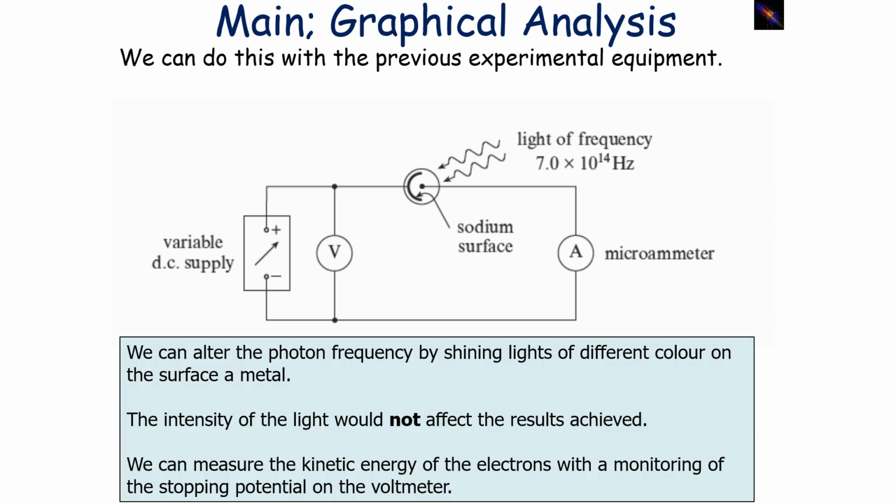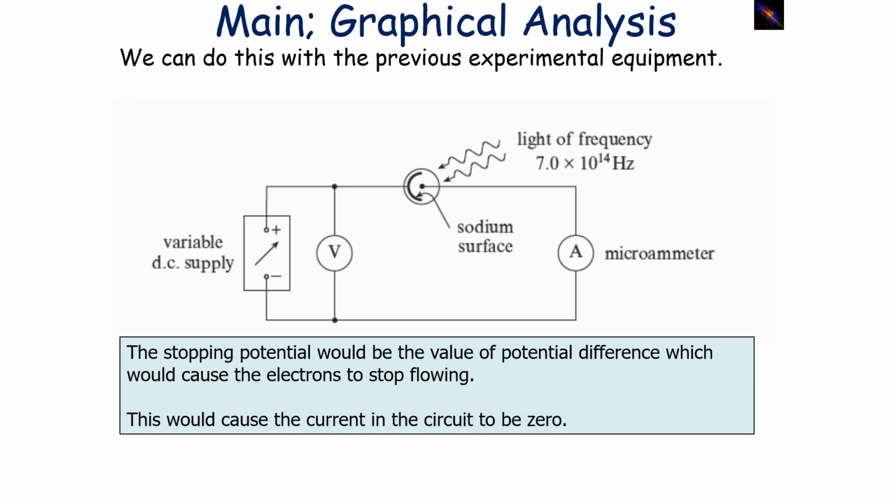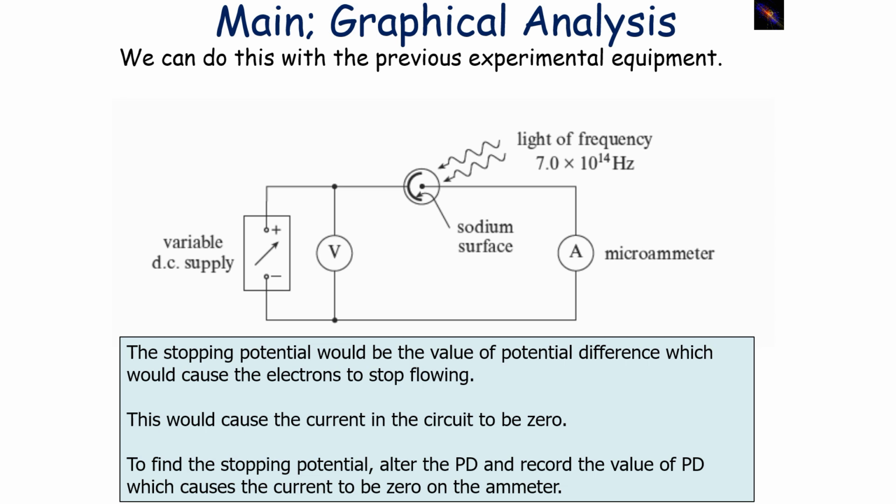We can alter the photon frequency by shining lights of different colour onto the surface of a metal. Now the intensity of the light would not affect the results achieved. We can measure the kinetic energy of the electrons with the monitor of the stopping potential on the voltmeter. The stopping potential will be the value of the potential difference which causes the electrons to stop flowing, and this will cause the current in the circuit to be 0. So to find the stopping potential, you alter the PD and record the value of PD which causes the current on the ammeter to read 0.